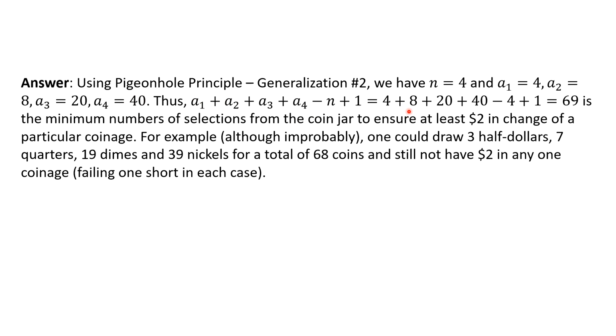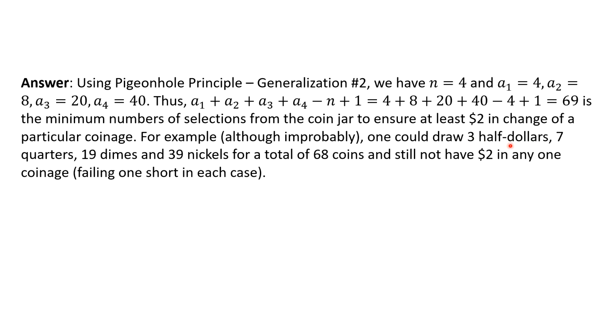And then we just use the formula for this generalization. We plug everything in there and we get 69. So 69 is the minimum number of selections from the coin jar to ensure $2 in change of at least one of the coinages. So another way to look at it, this is sort of a worst case analysis. You want to avoid having $2 in change in any one coinage. How far can you go before you cross the limit and you're forced to have $2 in at least one of the coinages?